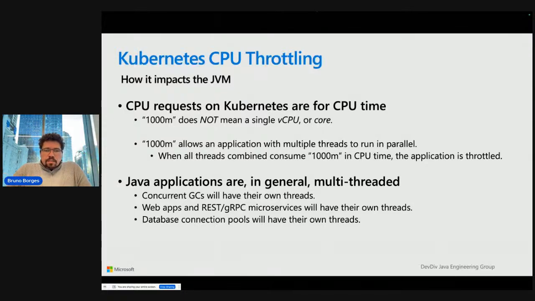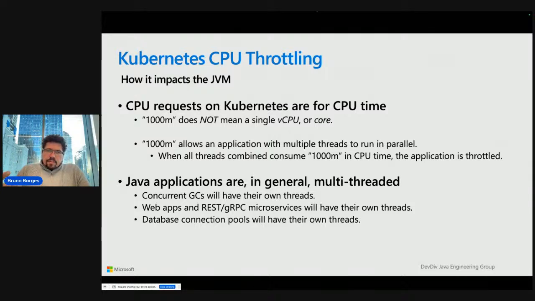Java applications are, in general, multi-threaded, whether you have concurrent GC up and running, or a web application with threads on Tomcat or Jetty or whatever server container you are running. Database connection pools also have to maintain their own threads. Every thread is running in parallel by nature.